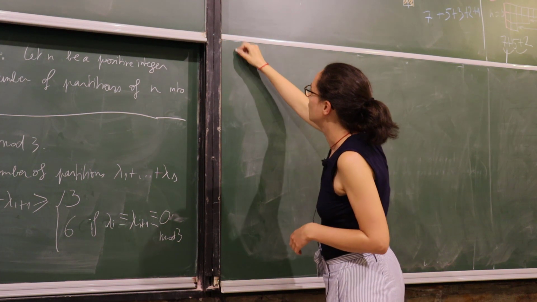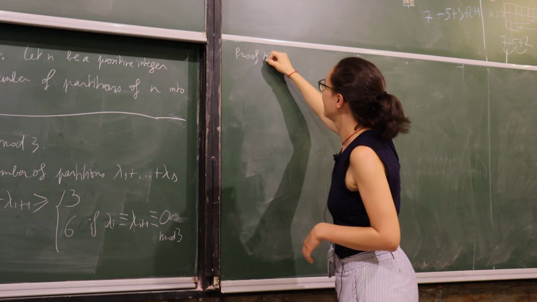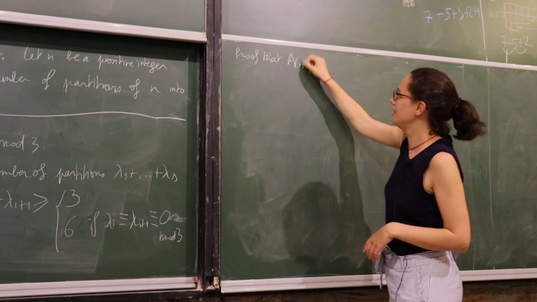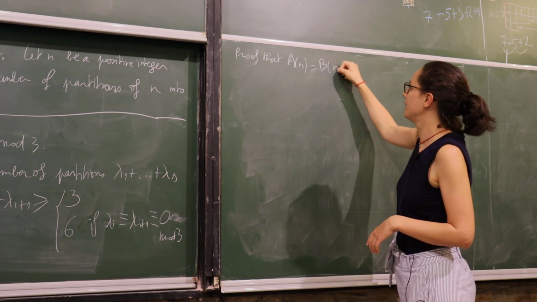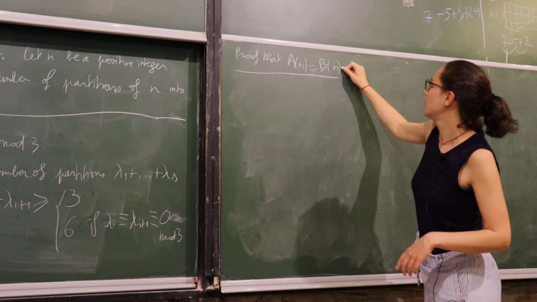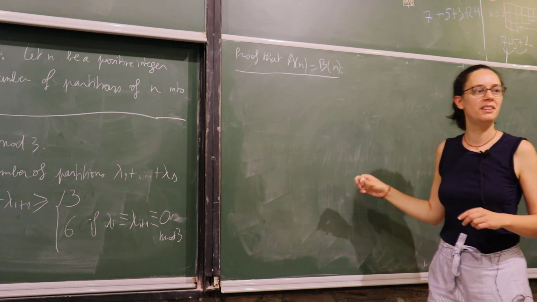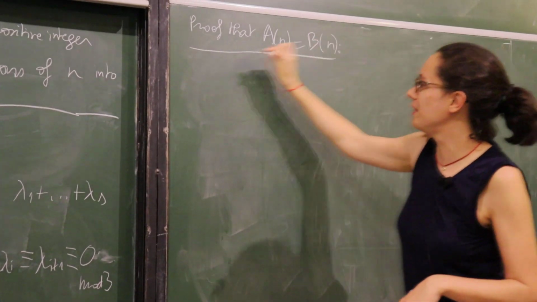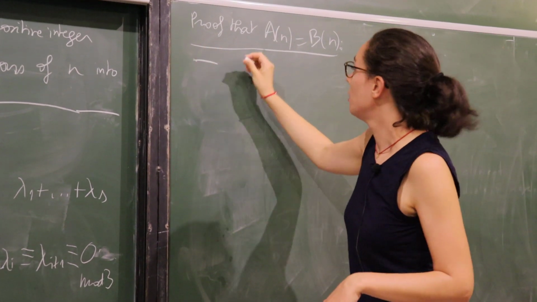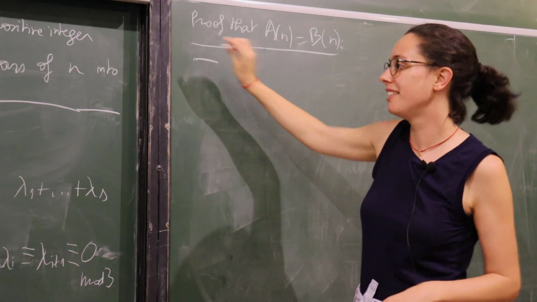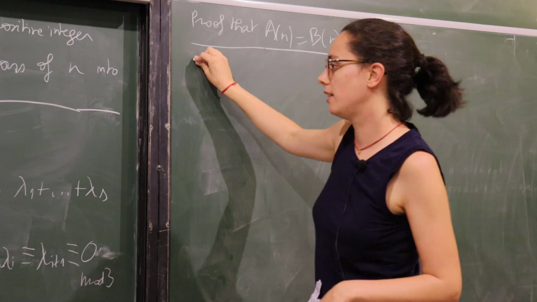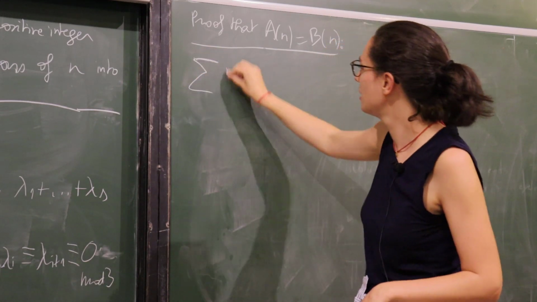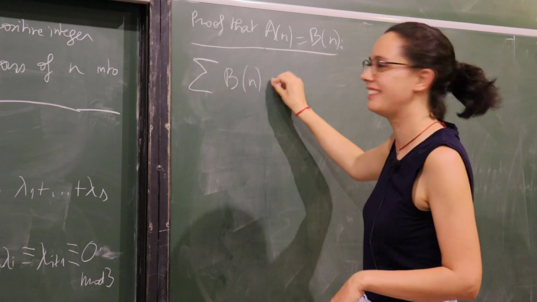So, yeah, proof that A of n equals B of n. That will probably ring a bell from what I did yesterday with Euler's theorem. We will prove this with generating functions. So let's start. I will start with B because I prefer it in that direction.